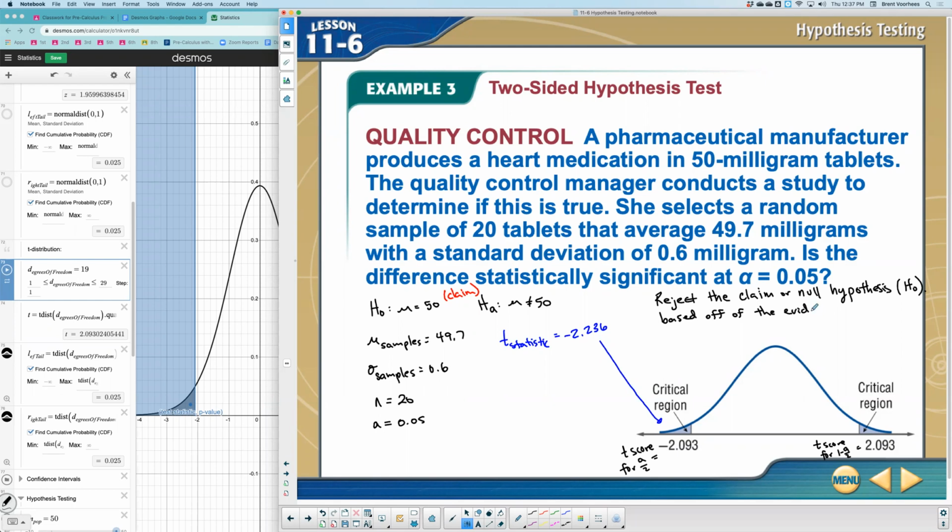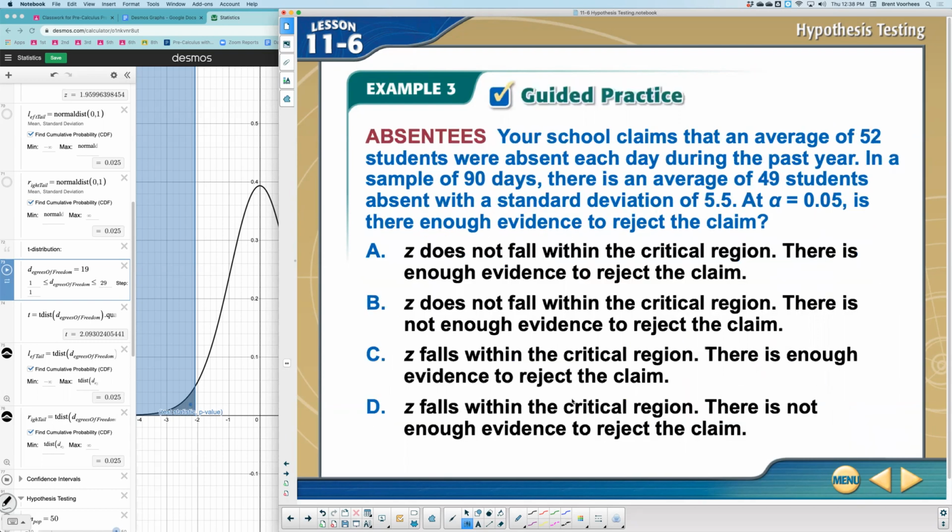So we might think that looks pretty good, having a 49.7 milligram. They might say, well, that's pretty close, but with that standard deviation, we can't state with 95% confidence that we will be giving people 50 milligrams. We would reject the claim based off the evidence that the null hypothesis is true, that the mean is equal to 50. So with that piece of information, I'm now going to let you try another. Pause the video if you need more time.